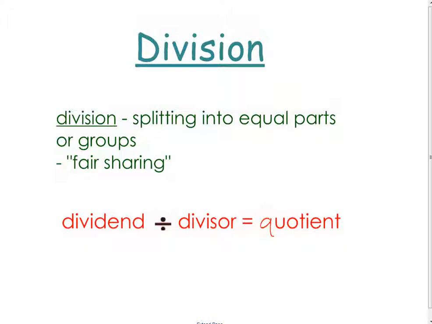Division. Division is splitting into equal parts or groups. We also call this fair sharing. The parts of a division problem are the dividend divided by the divisor equals the quotient. And you're going to need to know those mathematical terms to identify the parts of a division problem.